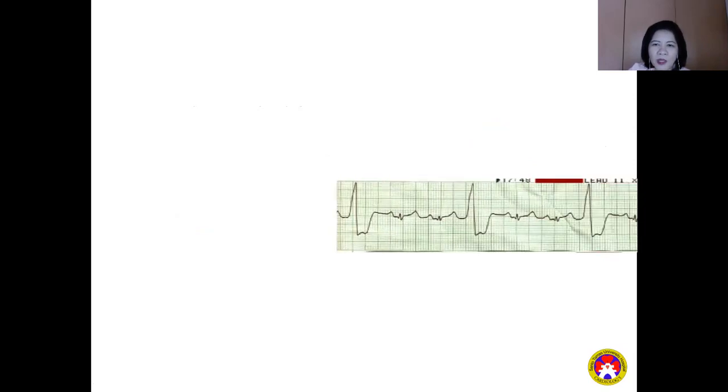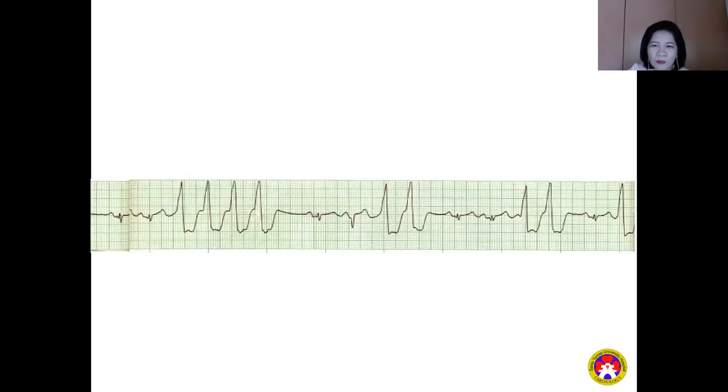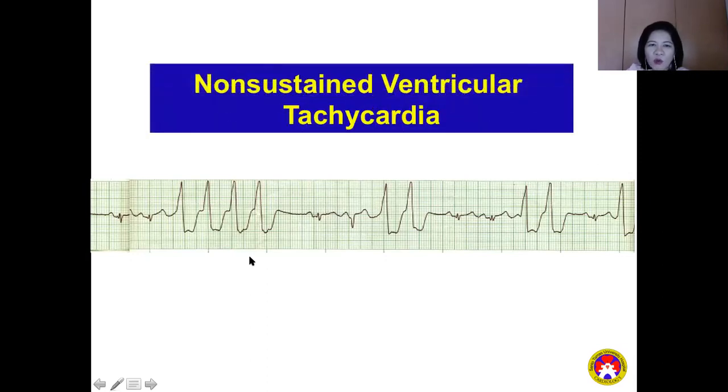Okay, so let's look at this tracing. We have learned that if PVCs occur side by side, two PVCs one after the other, we call this a PVC in couplet. So what about this one? We see four consecutive PVCs. So do we call this a quadruplet? No. This is called ventricular tachycardia. But since it is just four beats, that is non-sustained ventricular tachycardia.